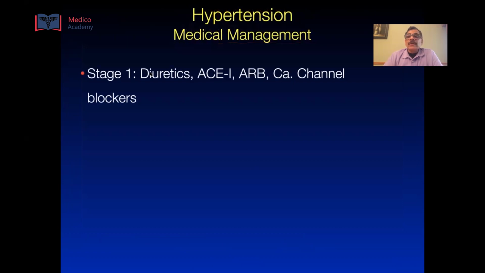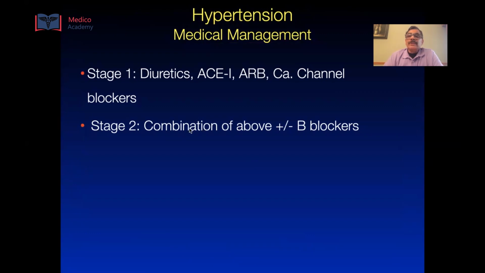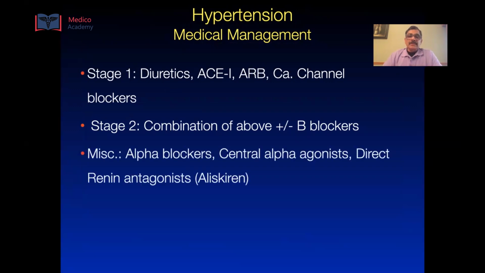So in stage 1, we start with diuretics, ACE inhibitors, ARBs, calcium channel blockers. In stage 2, or when the hypertension is not controlled with this, then we start combination of one of these, or we add beta blockers. So beta blockers are added only in stage 2 hypertension, but first choice would be one of these. There are miscellaneous agents in the form of alpha blockers or central alpha-2 agonists, like clonidine for hypertension, or there are direct renin antagonists. The one which is commercially available is aliskiren.